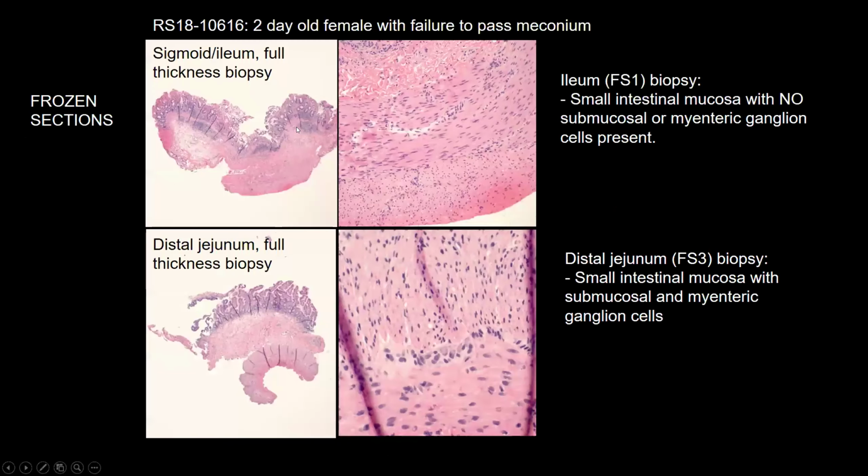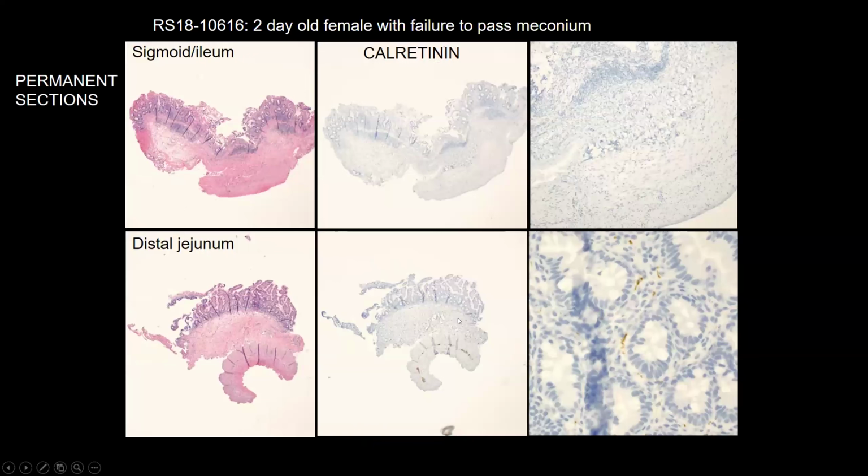You can see a full thickness biopsy here, and there are no ganglion cells present. I only showed my enteric plexus, but you can see a little of submucosa here, wherein there are no ganglion cells present. And then in the distal jejunum, they did a full thickness biopsy, and you can see the mucosa, submucosa, and muscularis. And here in the muscularis, again, now you can really appreciate ganglion cells.